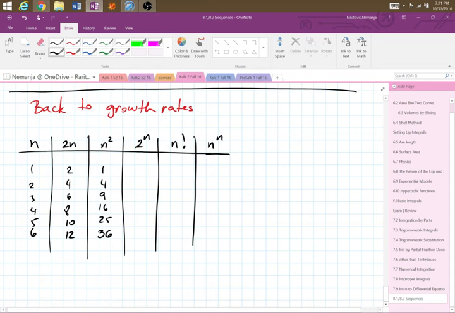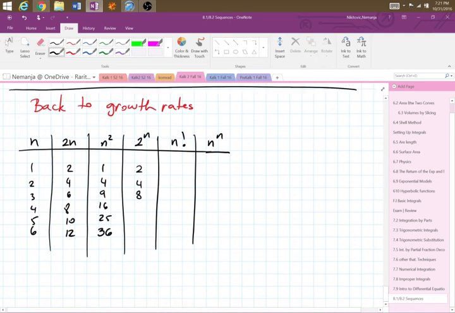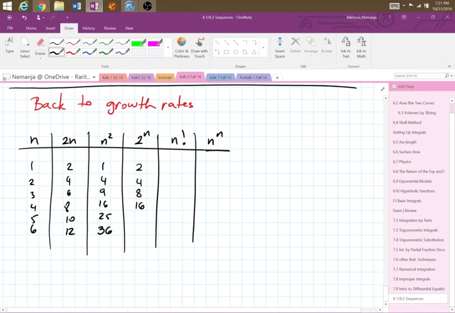So 2 to the n. 2 to the 1 is 2. 2 squared is 4. 2 cubed is 8. So it's kind of losing, right, to n squared. And then 16, it's catching up. And then 32 and 64. Look at that. This is why they say grows exponentially, right, in a figure of speech. Look at 64, how it took off with respect to 6 and 12 and 36.